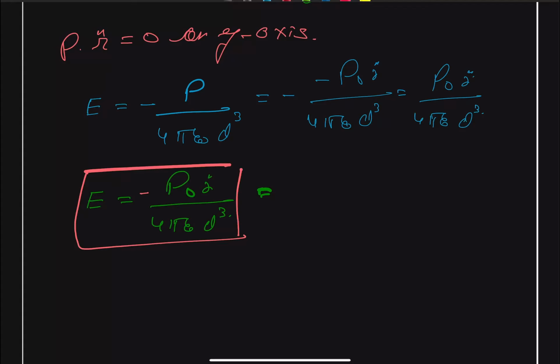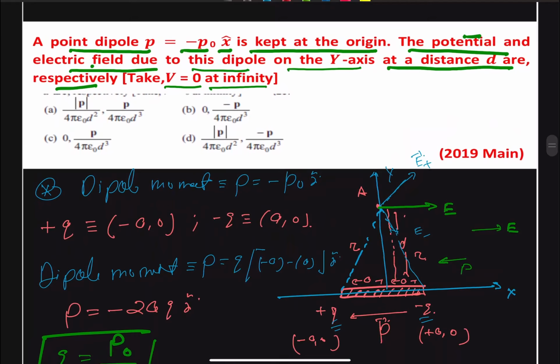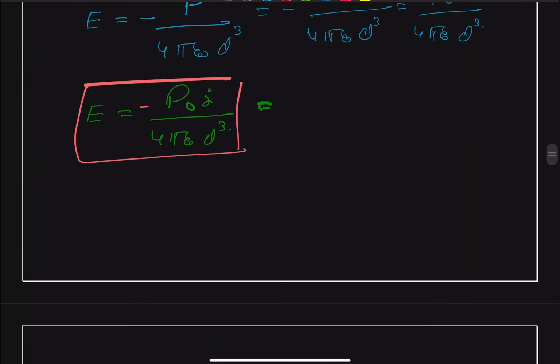And based on this, we can say that our potential will be equal to 0, and that the electric field is minus P upon x unit vector, which is not mentioned in the question, but anyways, that's a simple direction. So option B is the correct one. Option B is correct. Next question.